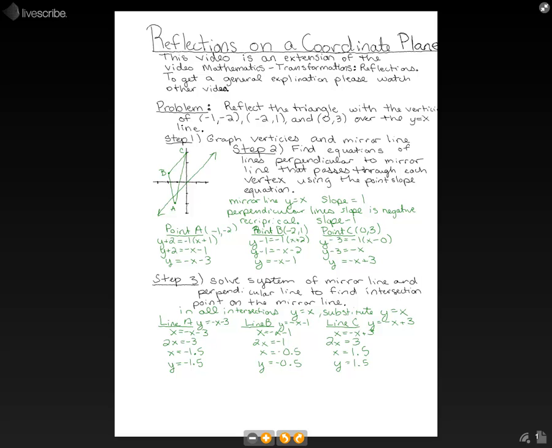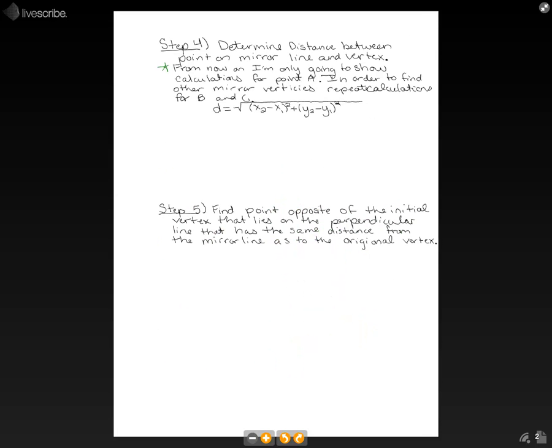So, now we have to go on to step 4, and that is determining the distance between a point on the mirror line and vertex. From now on, I'm only going to show calculations for point A just to save some space and time here. So in order to find the other mirror vertices to finish this reflections problem, you just need to do steps 4 and 5 for points B and C, just like we did for A. So we're going to find this distance.